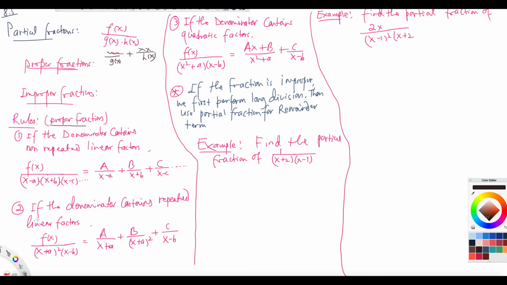All right, next is if the denominator contains a repeated linear factor. They are linear but repeated. You see that x plus a squared times x minus b.